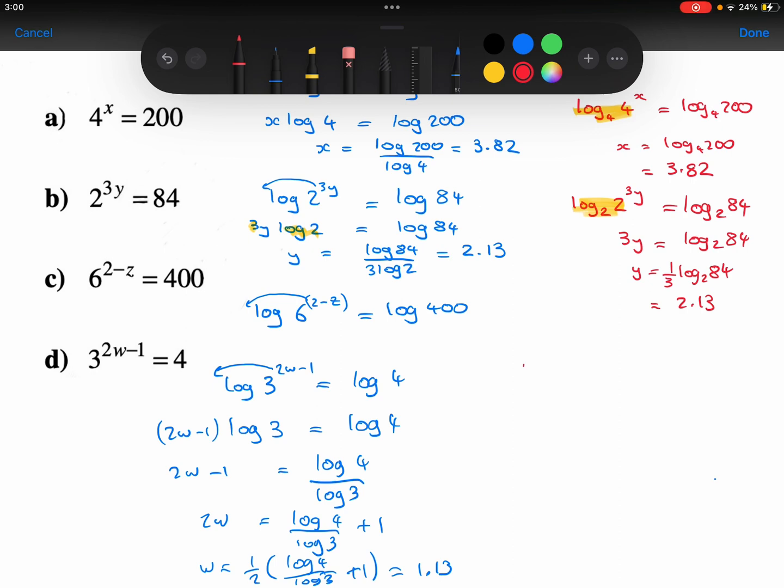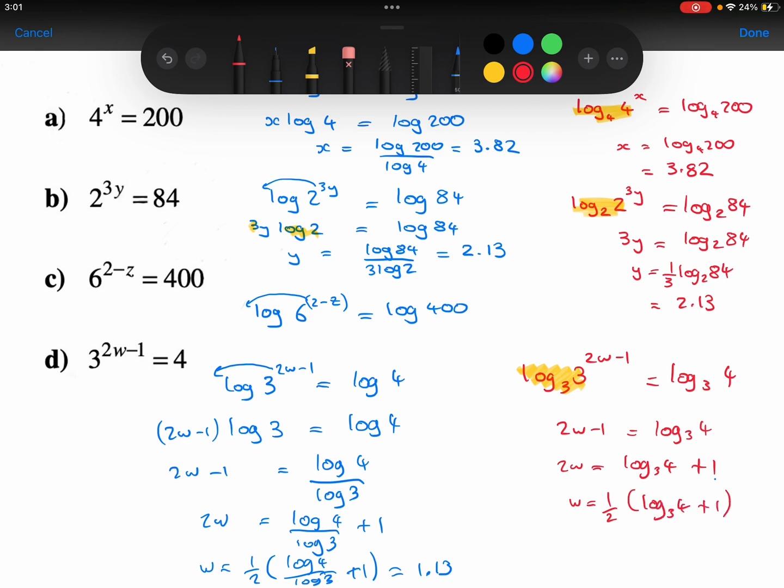Alternatively, I could have done log base 3 of both sides at the beginning. These are inverse functions here, so they're going to cancel out and just leave me with the 2w minus 1 is equal to log base 3 of 4. Add the 1. Divide both sides by 2. And if we put that into our calculator, we will again get 1.13 as our answer.